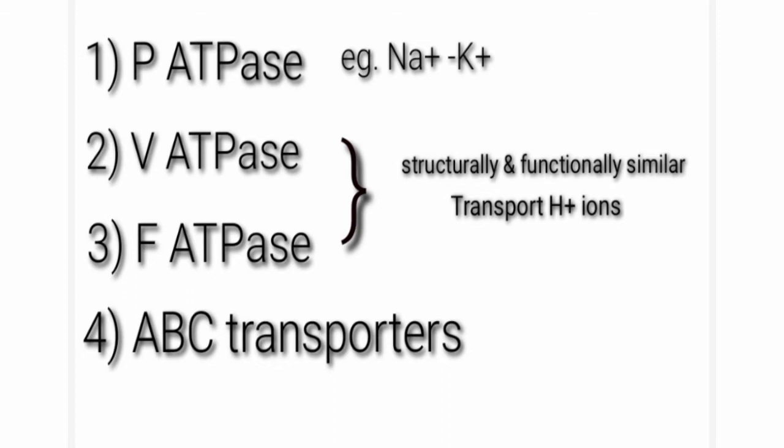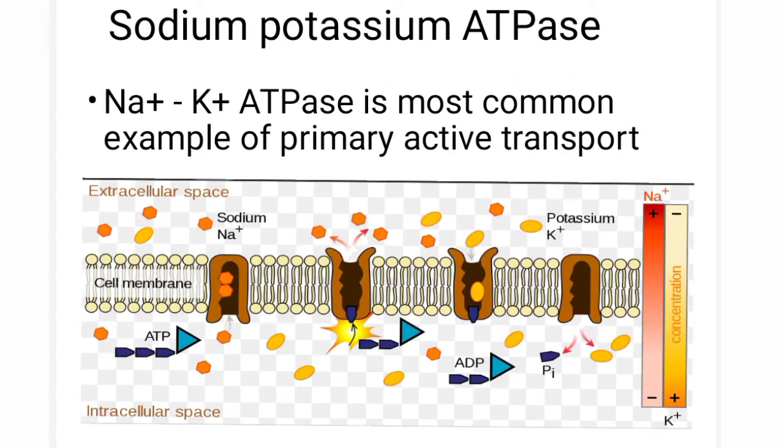P-type ATPases. Examples: sodium potassium ATPase of the plasma membrane of animal cells, H plus ATPase of the plasma membrane of fungi, calcium ATPase of the sarcoplasmic reticulum. Sodium potassium pump and hydrogen ATPase generate and maintain the plasma membrane potential difference, with more negative charge on the inner side and positive charge on the outer side.